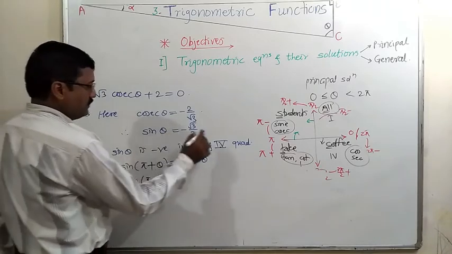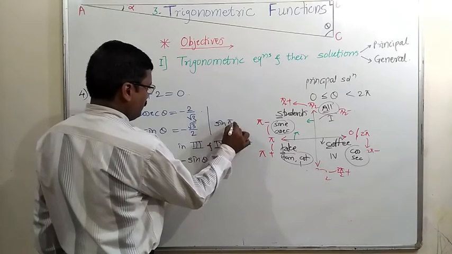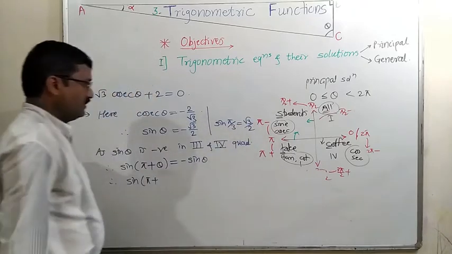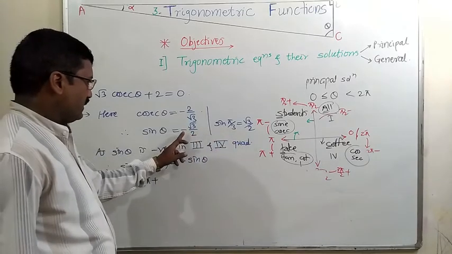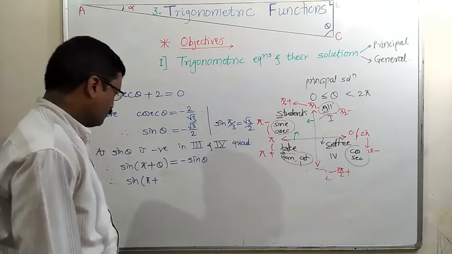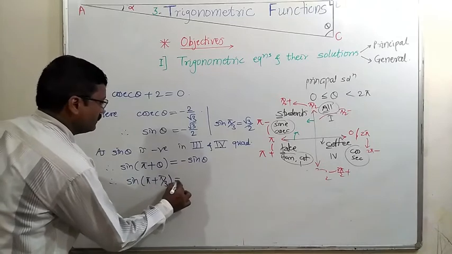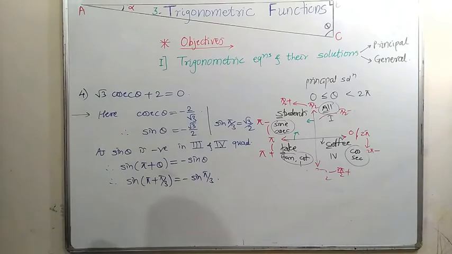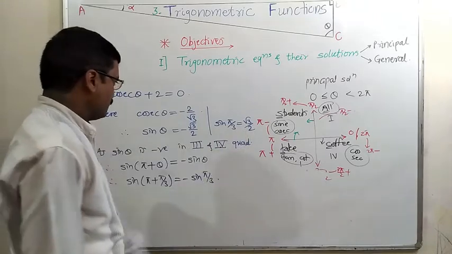You know that sin pi by 3 is equal to root 3 by 2. So we can write here minus of sin pi by 3, so that we get minus root 3 by 2. So sin of pi plus pi by 3 is equal to minus of sin pi by 3. If we put theta equal to pi by 3, then we get minus root 3 by 2.